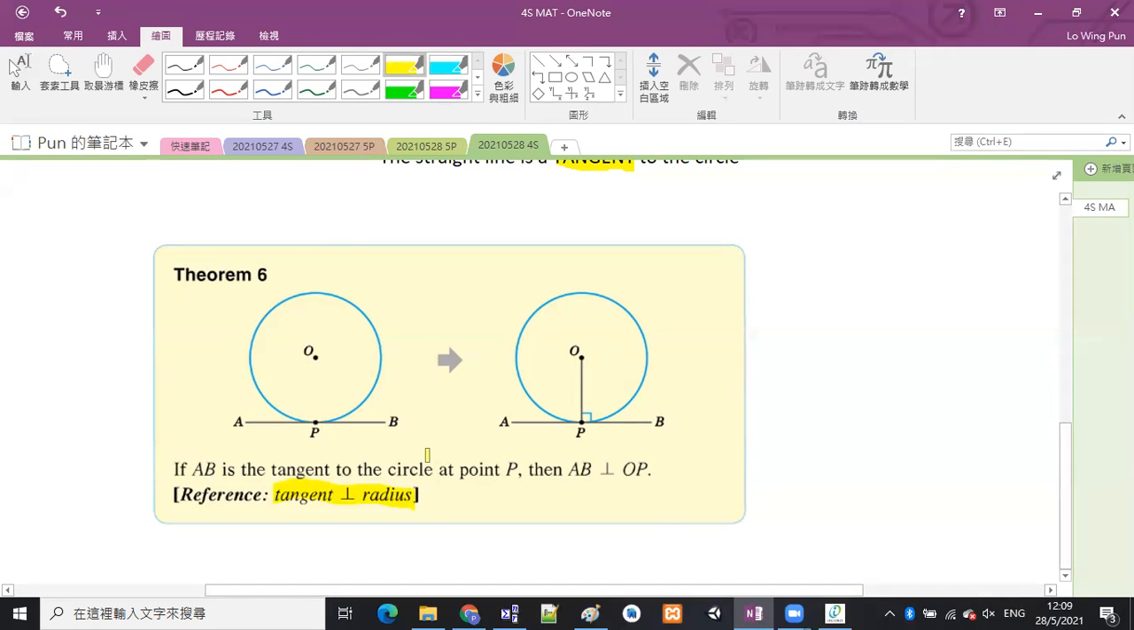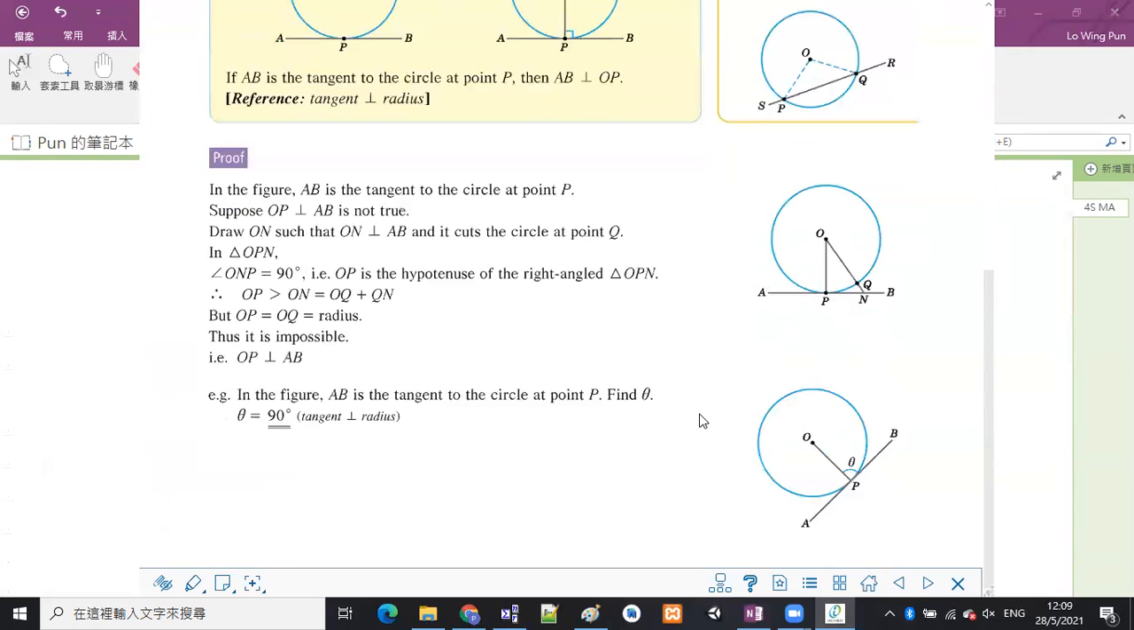Whenever we want to say that it is 90 degrees, or to say that the two lines are perpendicular to each other, we need to provide this reason: tangent is perpendicular to radius. Okay? So that is like this. So let's go to some example. I don't need you to understand this proof at this moment.